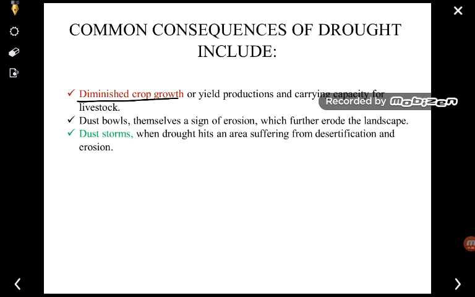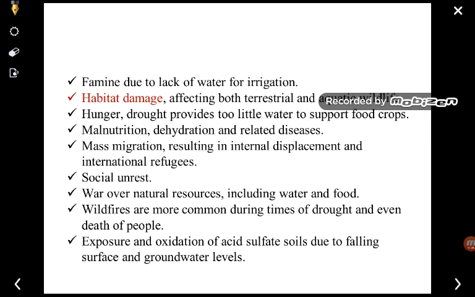Next, dust bowls you can observe. At the same time, dust storms are very common. Next, famine. Famine means dushkal in Marathi. So famine or dushkal will take place due to the lack of water. पानी नहीं होगा तो irrigation नहीं होगा, irrigation नहीं होगा तो crop का yield नहीं होगा, crop का yield नहीं होगा तो क्या होगा, दुष्काल होगा.